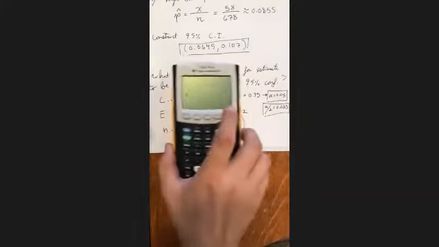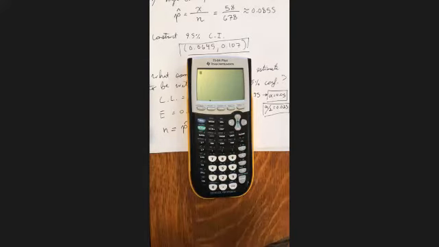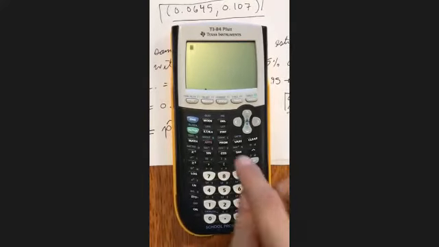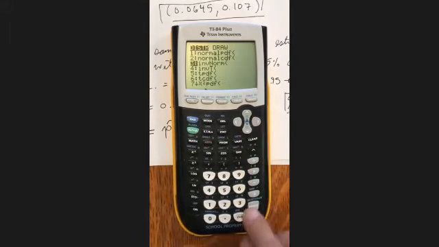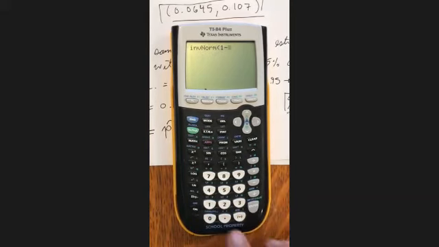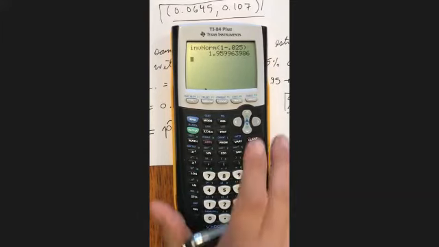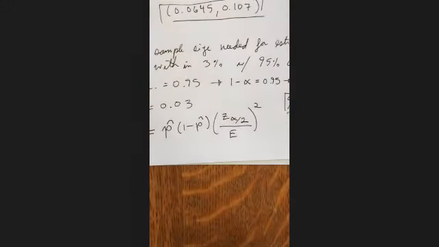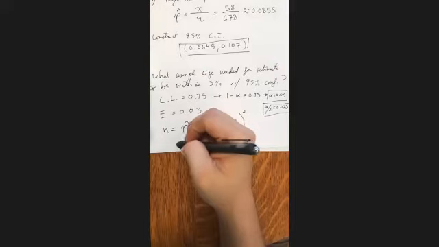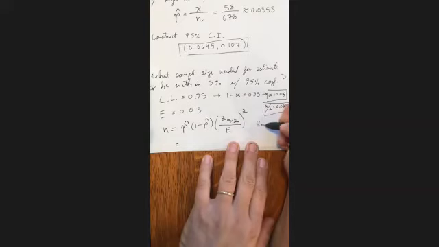So remember how that works. You're going to use the inverse norm to get the Z alpha over 2 value. Second vars, inverse norm. And what are you going to put into the inverse norm? You're going to put 1 minus 0.025. So 1 minus alpha over 2. And that gives us a Z value of 1.96. So that's our Z alpha over 2 value. Z alpha over 2 was 1.96. We got that from the inverse norm function.